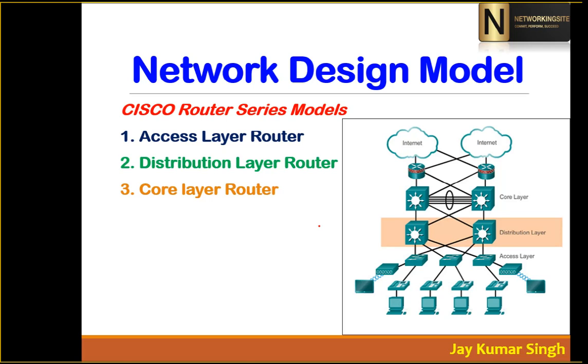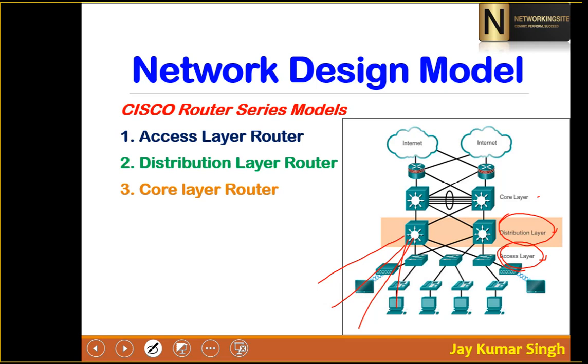So Cisco has said that networking devices are divided into three layers: access layer, distribution layer, and core layer. The access layer devices are basic devices which can only perform basic routing. Distribution layer routers can accept multiple requests and perform route manipulation, which means routing is performed by the distribution layer, and the policies are defined by distribution layer routers.